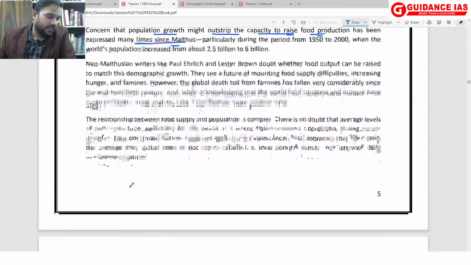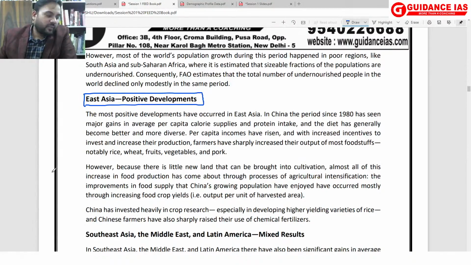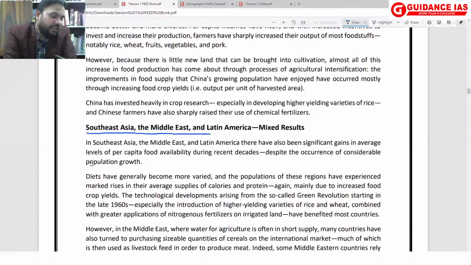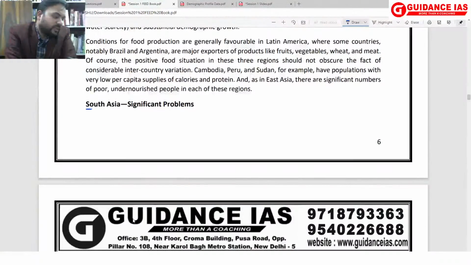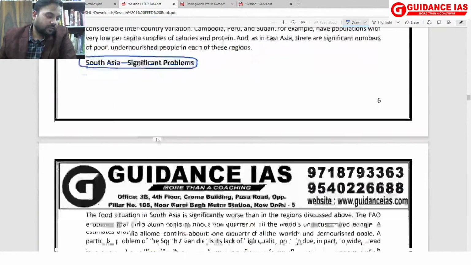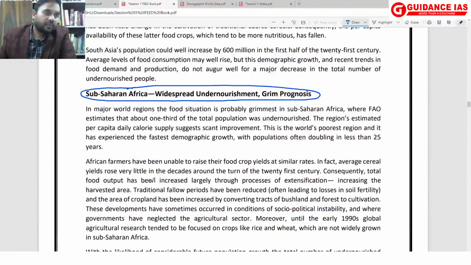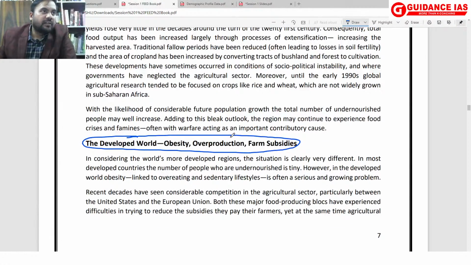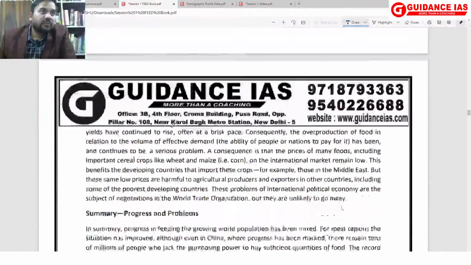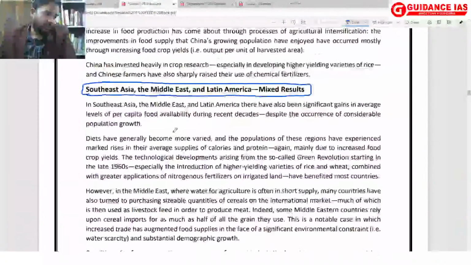And for this I have given you regional frameworks you can take, like for example in case of East Asia, what has been the developments? Southeast Asia, what has been the developments? South Asia, Sub-Saharan Africa, and the developed world. So we can divide it into these categories, and for each of these you can write one paragraph. Let me give you an example.